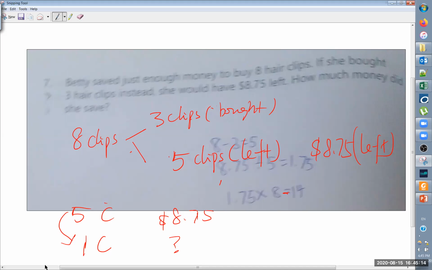So what is the mathematics? Divide by 5. Very good. So if this number is divided by 5, the money must also be divided by 5. Come, help me. So 1 clip is $1.75. Exactly. Okay, so $1.75 if you were to find 1 clip. Okay, make sense? Good, next.